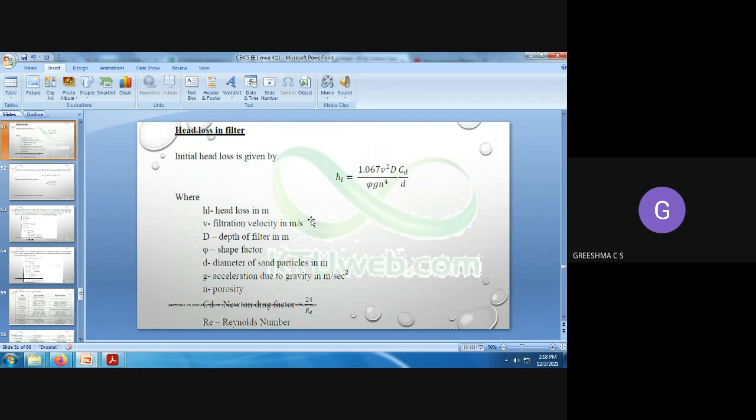HL is the head loss in meters. V is the filtration velocity in meters per second. D is the depth of the filter in meters, and psi is the shape factor. D is the diameter of the sand particles in meters. G is acceleration due to gravity in meters per second squared. N is porosity. CD is the Newton drag factor. And RE is the Reynolds number.